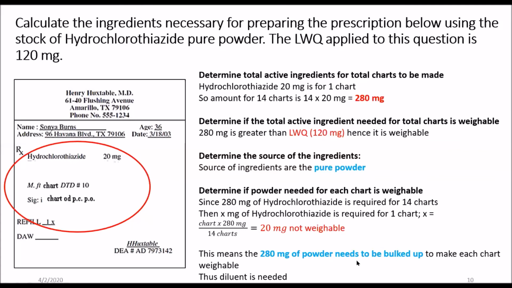What do we need to bulk it up? We need a diluent. A diluent is an excipient that has no therapeutic action, but is there to allow our dosage form to be handled. In this case, it allows our dosage form to be weighable so that it can be packaged in individual charts.